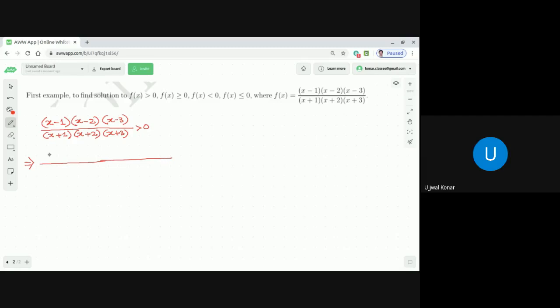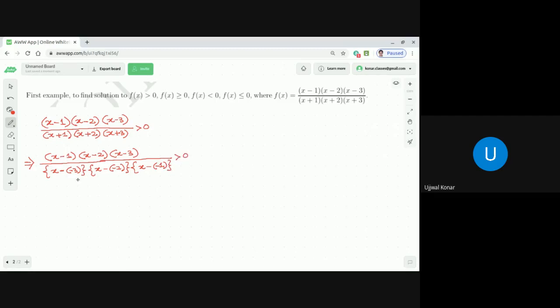Numerator is as it is, x minus 1 into x minus 2 into x minus 3, divided by, in the denominator x plus 3, I am writing x minus of minus 3. And then we are writing x minus of minus 2. And then x minus of minus 1 greater than 0.